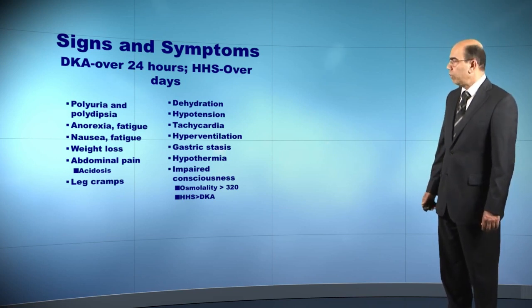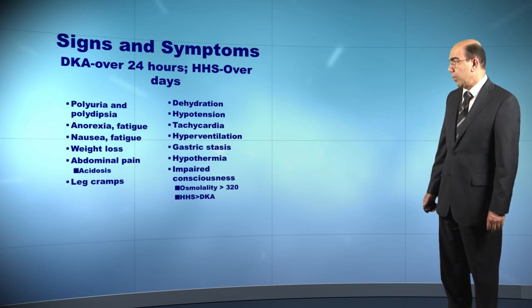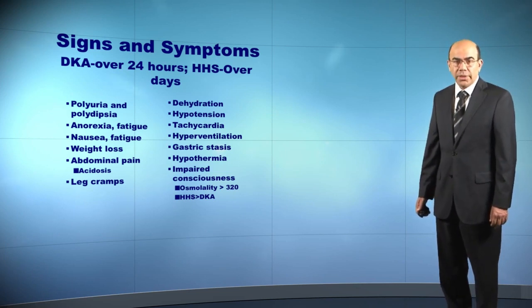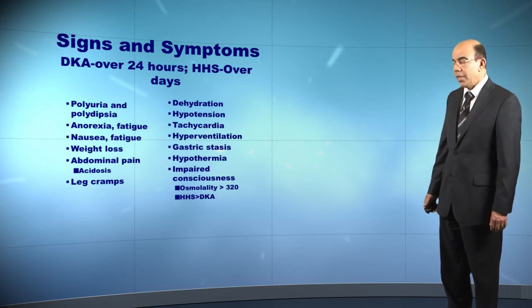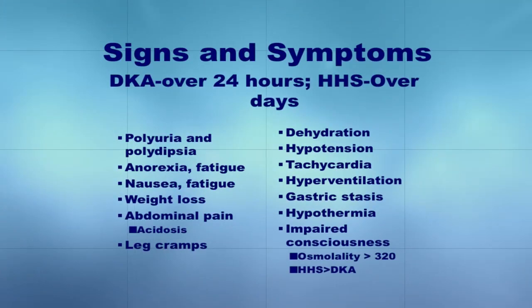These are the signs and symptoms of DKA and HHS. In general, diabetic ketoacidosis occurs over a relatively short time, about 24 hours. However, HHS develops over days. And the symptoms are generally polyuria, polydipsia, anorexia, nausea, fatigue, weight loss, abdominal pain, which usually correlates with the severity of acidosis, and leg cramps.